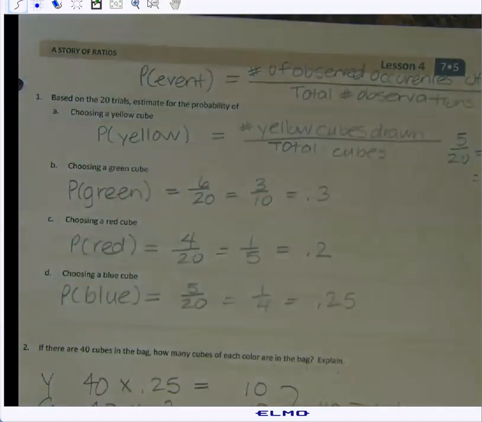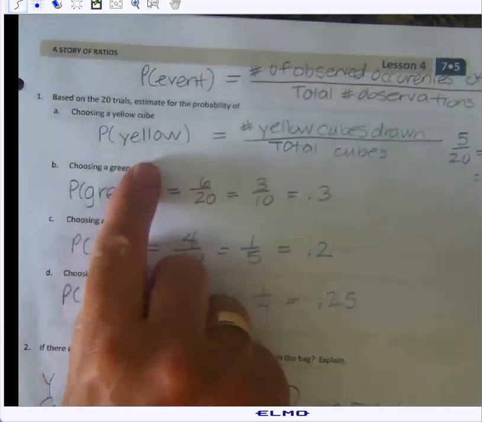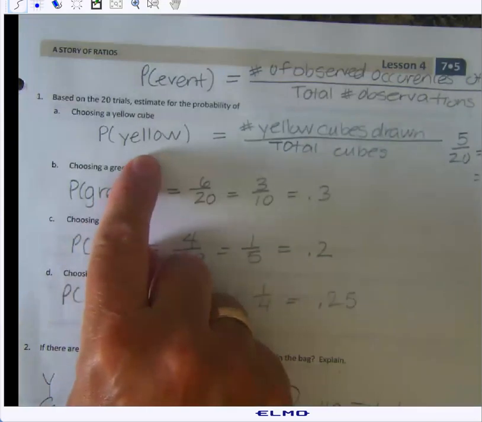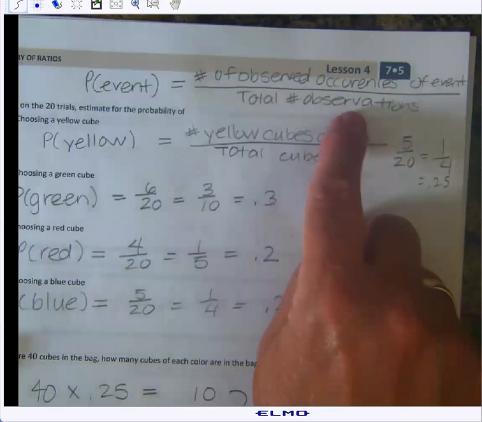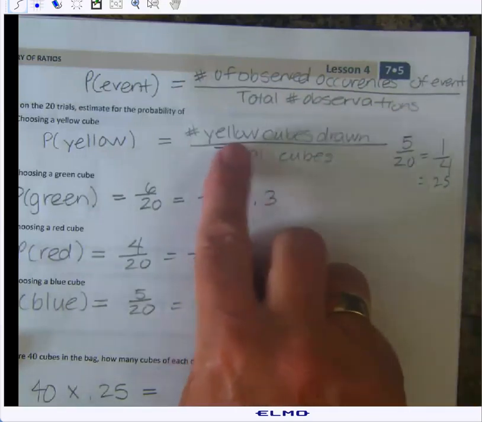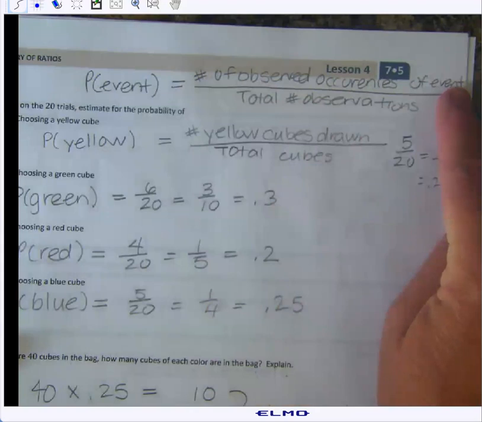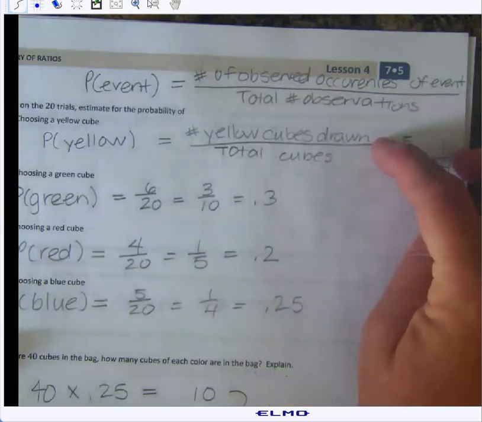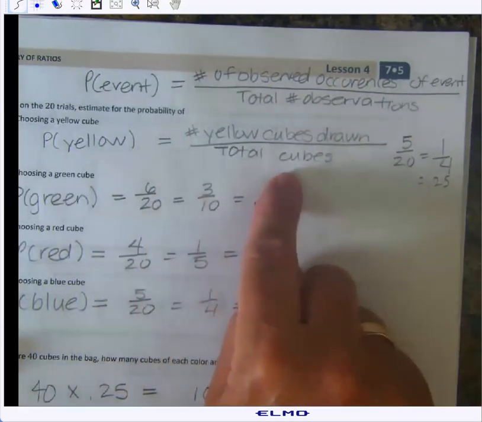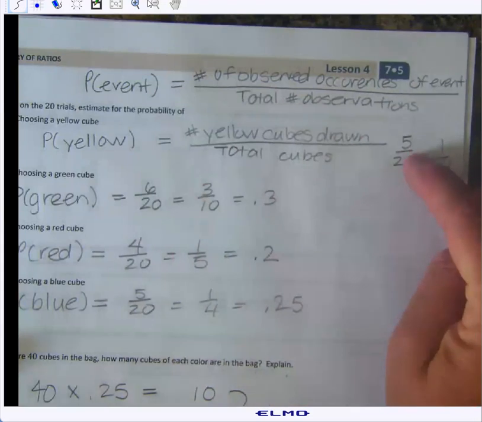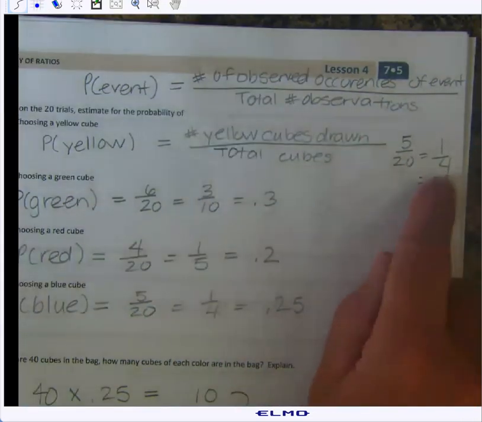P stands for probability, and the name of the event that you're calculating the probability of goes in the parentheses. So the probability of getting a yellow cube is going to be calculated, and this is the same formula from the slide that you should have already written down. The number of observed occurrences of the event. So the number of times we got a yellow cube, that would be an observed occurrence of the event, over the total cubes. Okay, well, we got 5 yellow out of 20 tries. That reduces to 1/4, or the decimal 0.25.